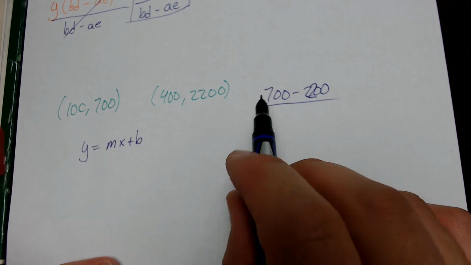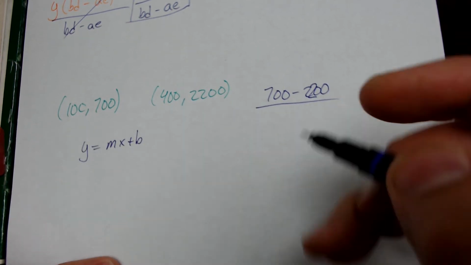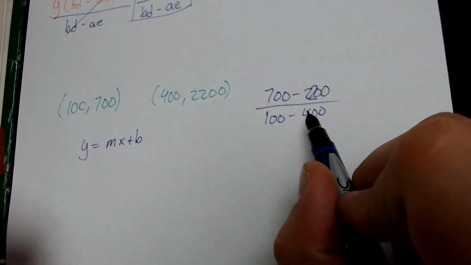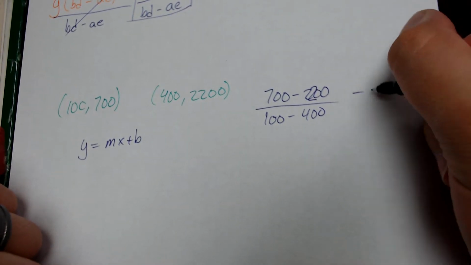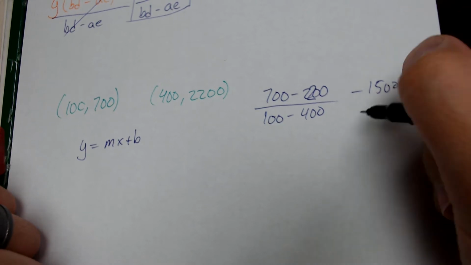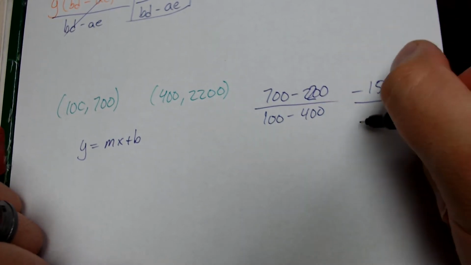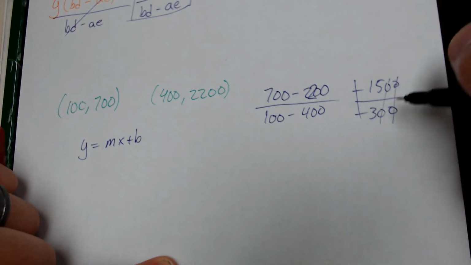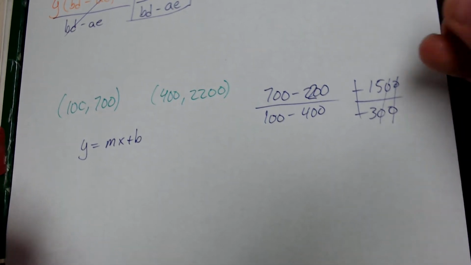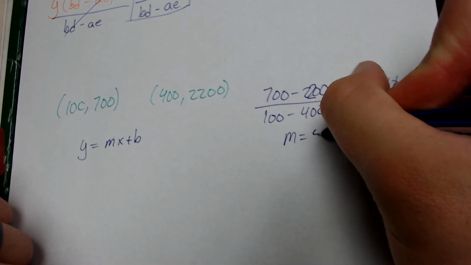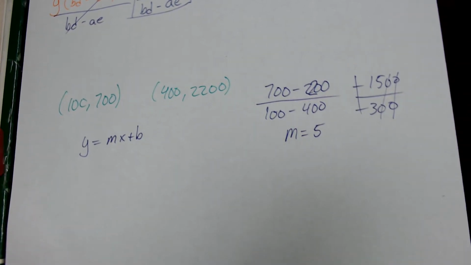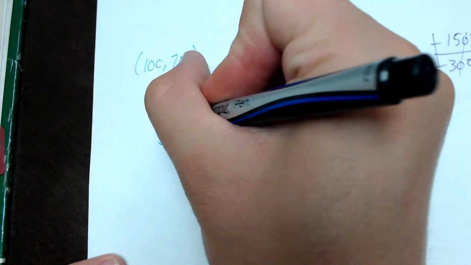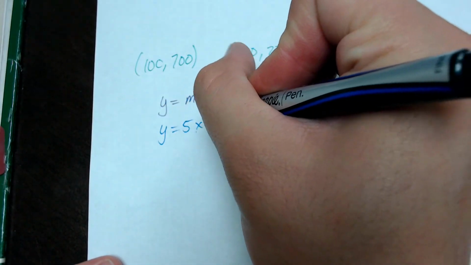All right, so difference in y over difference in x, so 100 minus 400. Okay, 700 minus 2200 gives me negative 1500. And then 100 minus 400 gives me negative 300. Negatives cancel, which is nice. Zeros, and 15 divided by 3 is 5. So m is equal to 5. So I've got one part of my equation solved. I know my answer, y is going to equal 5 times x plus b.